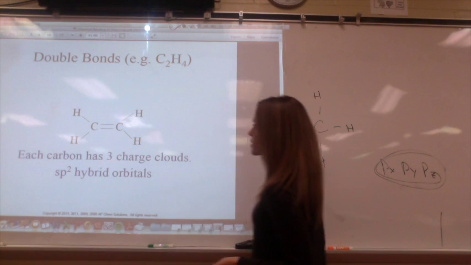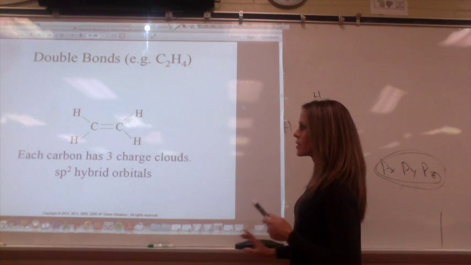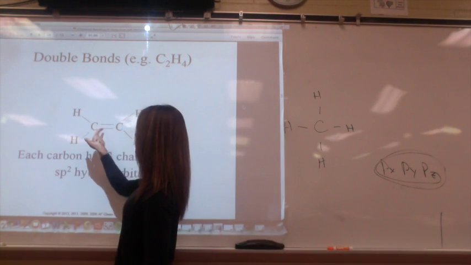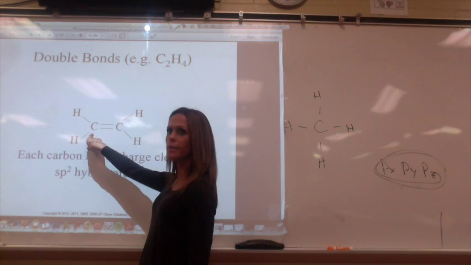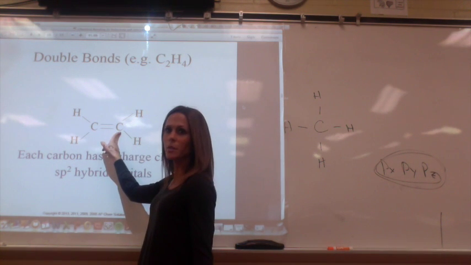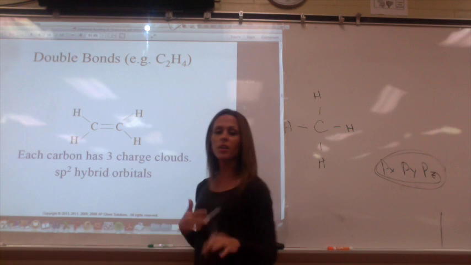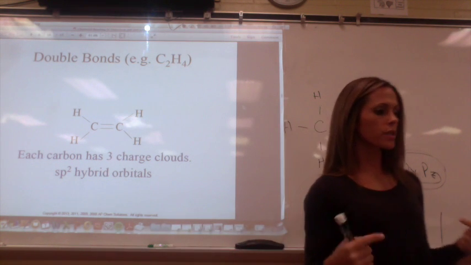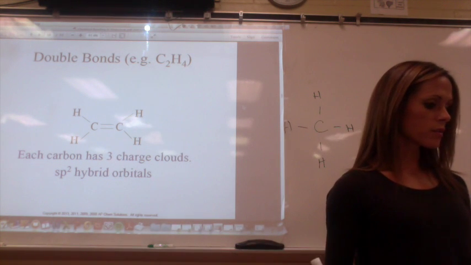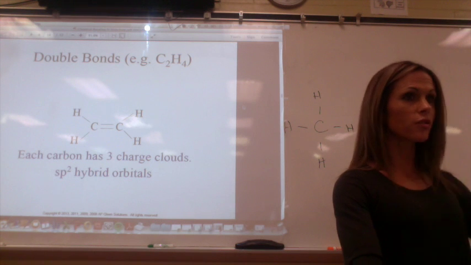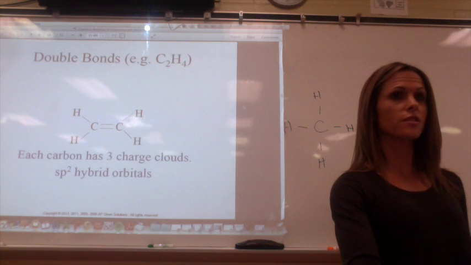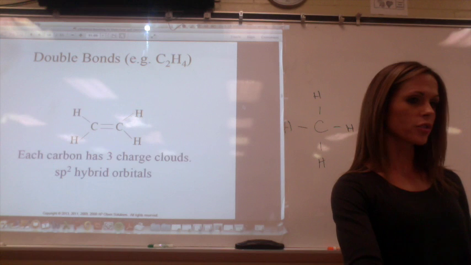Each carbon has 3 domains. So 1, 2, 3, this carbon is sp2 hybridized, and so is this carbon. The same thing occurs when you have more than one central atom. You can do the same thing, and sometimes each of them will have different hybridizations. You just do it for the atom that you're looking at.